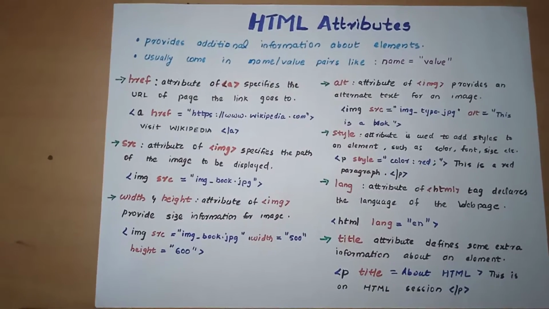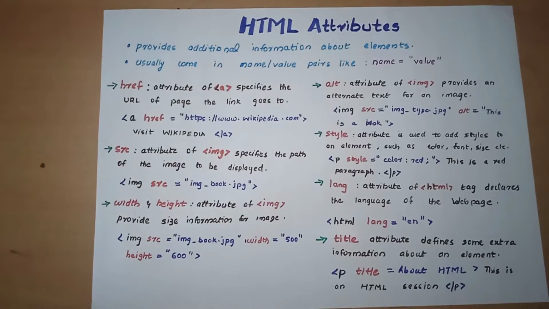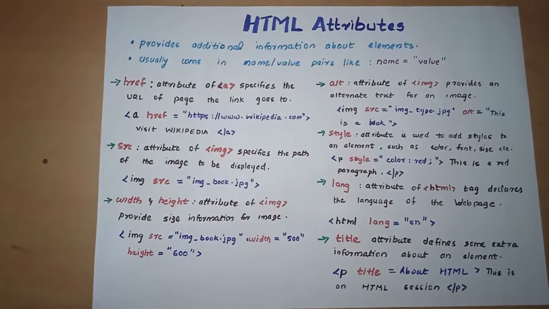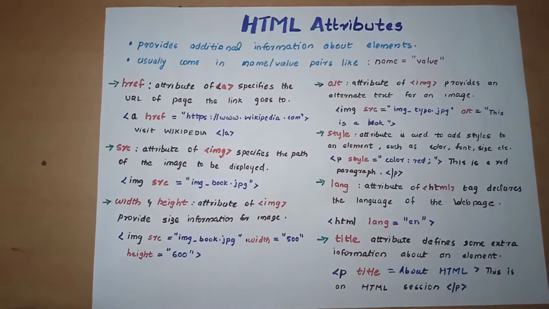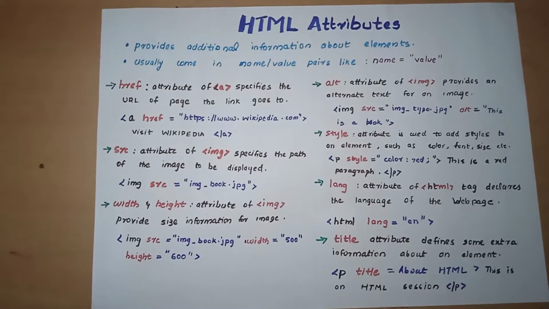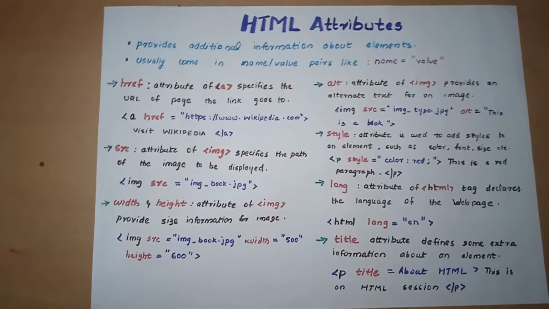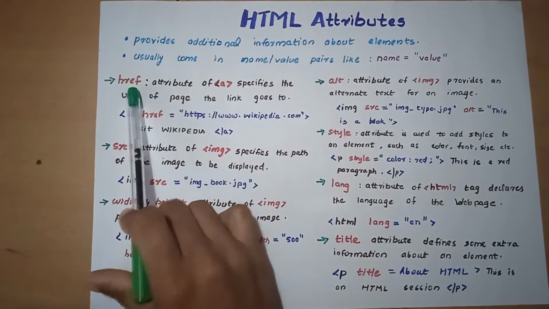Good day everyone. Let's get into today's session, that is HTML attributes. They provide additional information about the elements. They usually come in name-value pairs, like name is equal to value. So the attributes are written in the form name is equal to value. Okay, so let's see which is the first attribute here.